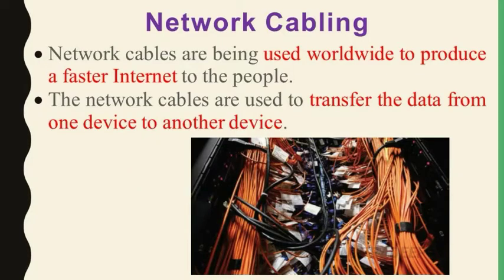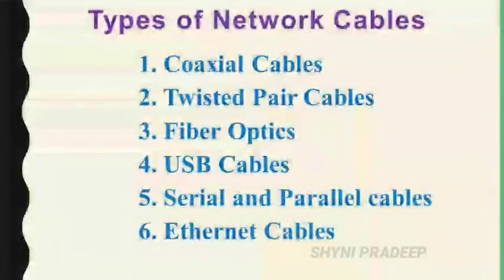Next topic is types of network cables. There are 6 types of network cables. What are they? Coaxial cables, twisted pair cables, fiber optics, USB cables, serial and parallel cables and Ethernet cables. So let us discuss them one by one.